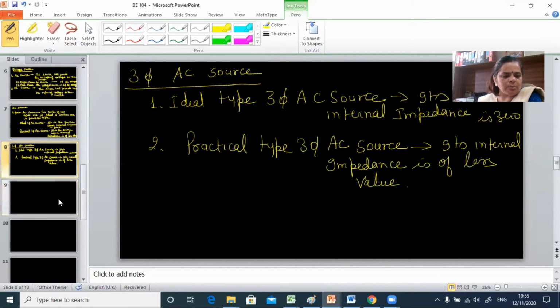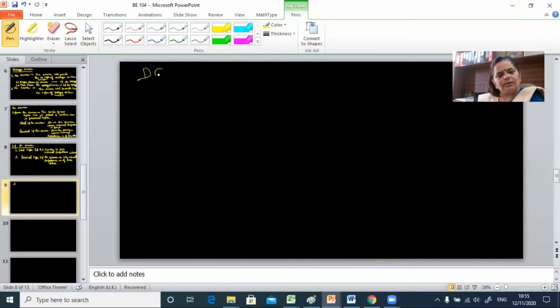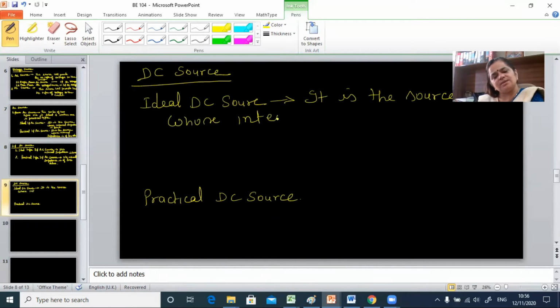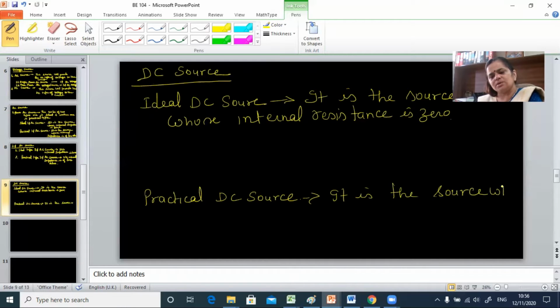Now let us talk about DC source. DC source, again, is of two types. One is ideal DC source and another is practical DC source. Ideal is the source whose internal resistance is 0, whereas practical source is a source whose internal resistance is of less value.